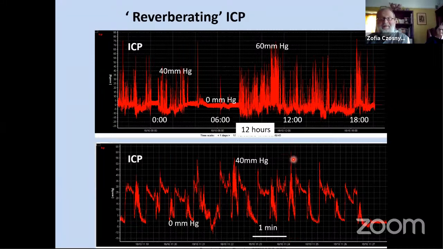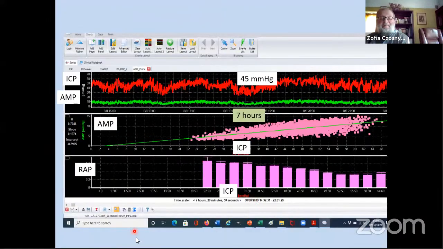That's very, very interesting. This system is unstable. It generates the waves between 2 steady states, 0 and 40 millimeter of mercury, but it cannot reach a steady state, either this low or this high. It reverberates between upper and lower steady state. Zofia will tell you a little bit about what may be an explanation for such a phenomenon.